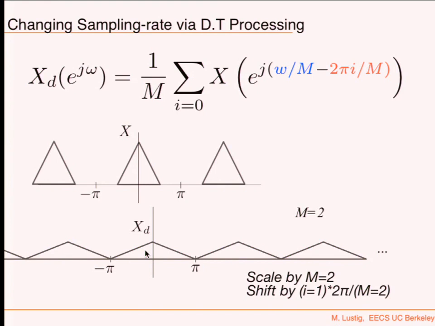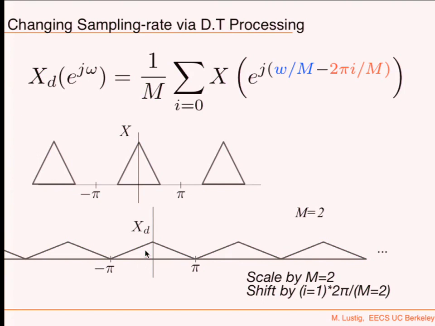What happened here is that I oversampled by a factor of 2, because I have empty spaces. I could have sampled at a lower rate. Right?